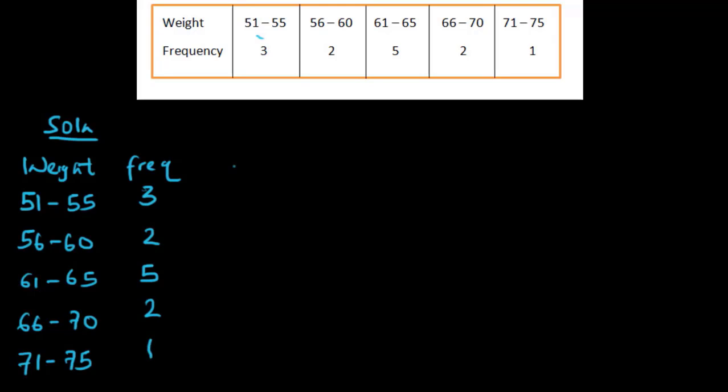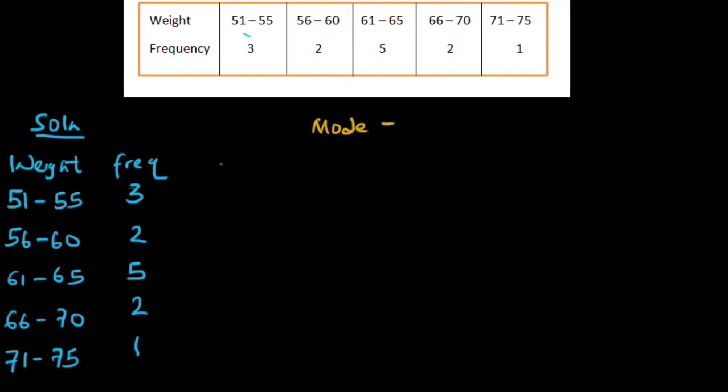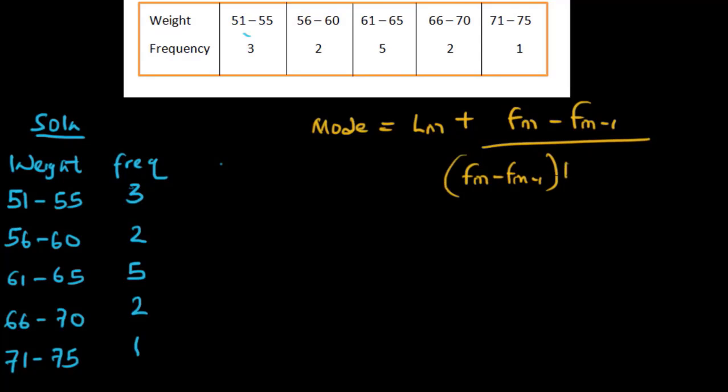Does this make sense? Now don't forget the formula for mode. Let me write it somewhere here. Mode equals Lm plus Fm minus Fm-1, all over Fm minus Fm-1 plus Fm minus Fm+1, times the width. I hope you understand this.